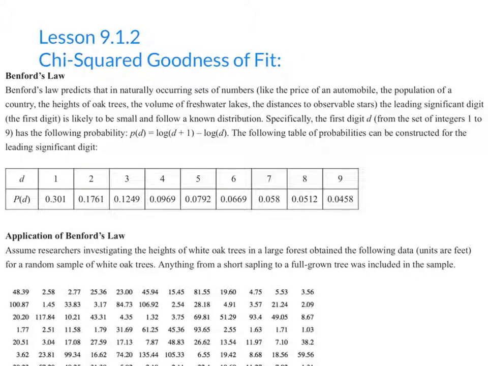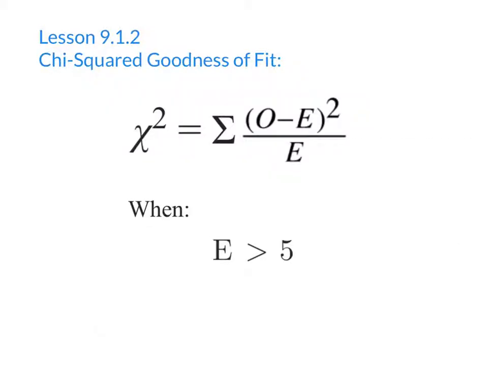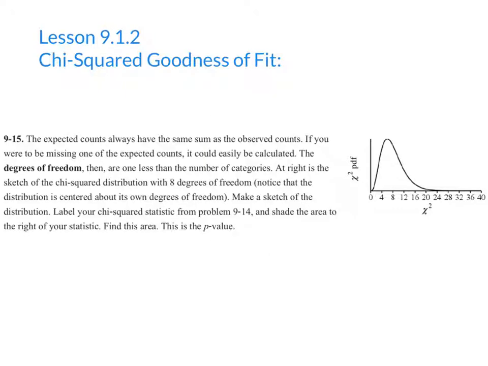In Lesson 9.1.2, students are prompted through a complete goodness of fit test, calculating the occurrence of first digits of a set of tree height data using Benford's law. Students are introduced to the formula for standardizing counts and the empirical requirement that all expected counts are at least 5, as they're prompted through an example of the chi-squared goodness of fit test.